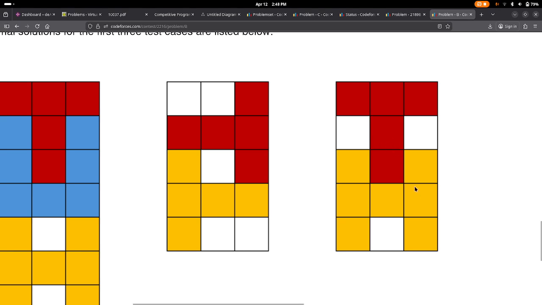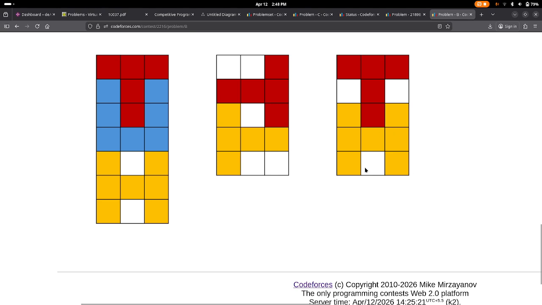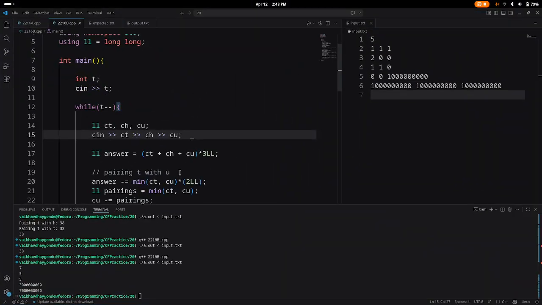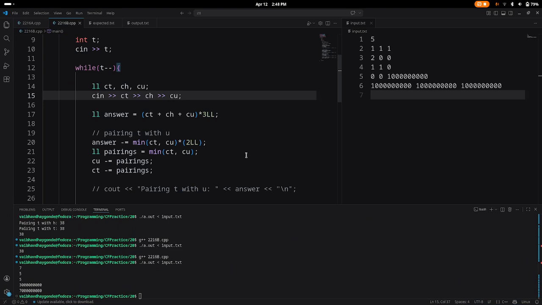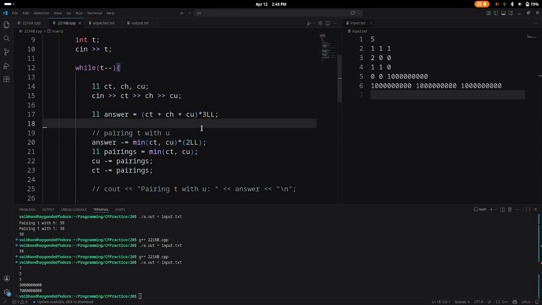But this was my explanation to myself when I was trying to solve the problem. As you can see, you can fit one more T over here, so the total number of wasted cells is actually 4. So what I decided to do is, first of all, begin by pairing T with U. So answer minus minimum of CT comma CU, into 2.